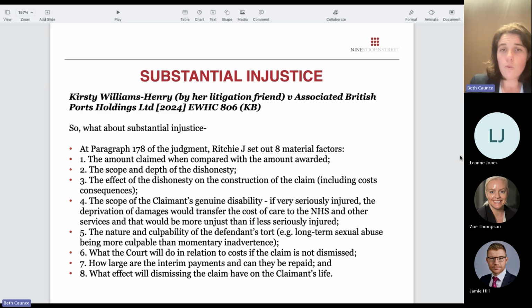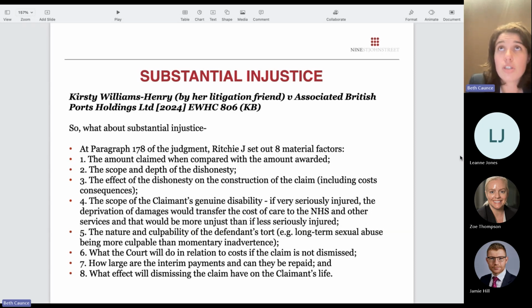So Mr. Justice Ritchie set out 8 material factors when considering the substantial injustice test, and I've listed those on the slide. The first is the amount claimed when compared with the amount awarded. Second, the scope and depth of the dishonesty. 3, the effect of the dishonesty on the construction of the claim, including cost consequences for both sides. 4, the scope of the claimant's genuine disability.